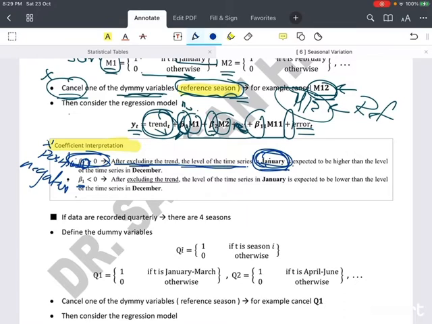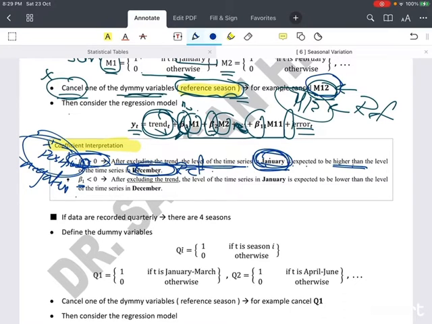Then, is expected to be higher than. Why do we write higher than? Because it is positive. So beta 1 greater than 0 is positive, and here we will write higher than. Okay? Of the time series in December. Here, why do we write December? It is the reference. If my reference is January, I will write January here. If my reference is February, I will write February here. So this will change with the exercise, with the reference, okay? I write December here because my reference is December.